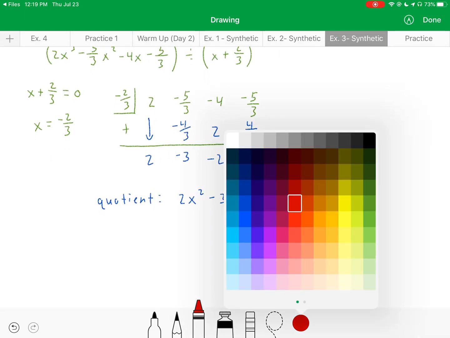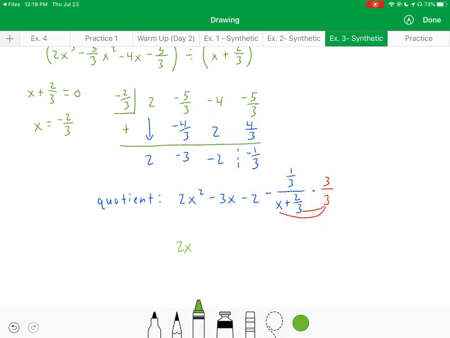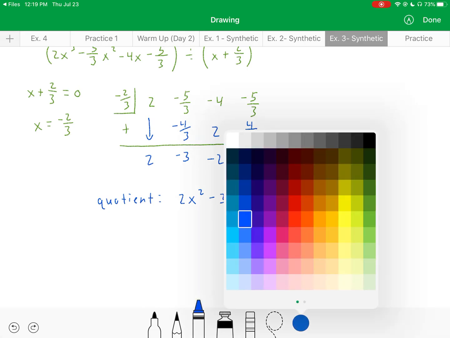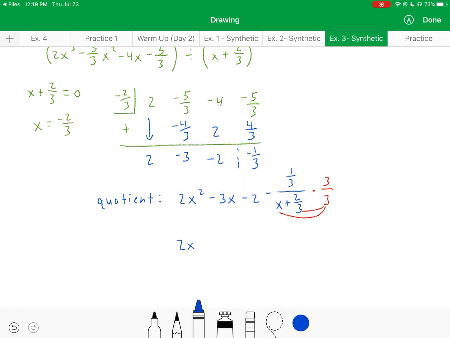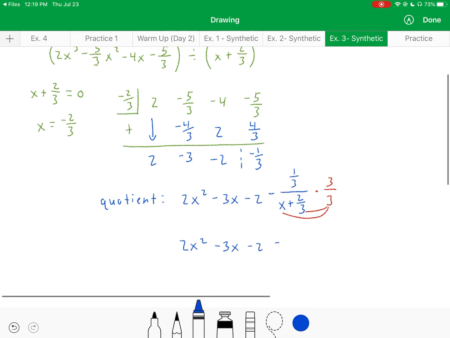So that's going to lead me to 2x squared, let's use blue here, 2x squared minus 3x minus 2 minus, now 1/3 times 3 would just be 1, and x plus 2/3 times 3 would give me 3x plus 2. So this is what we want to consider our final quotient.